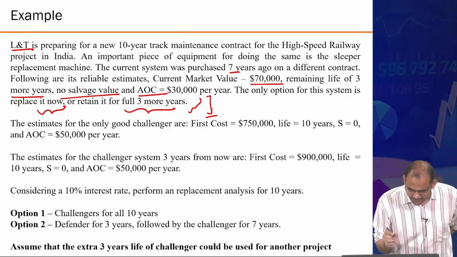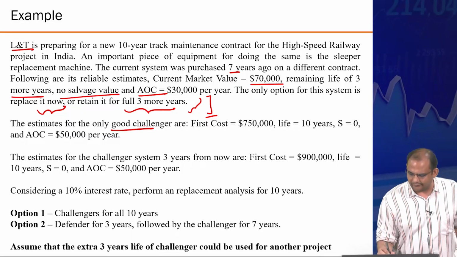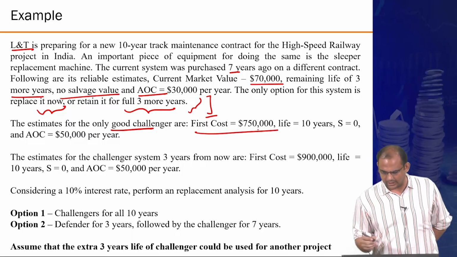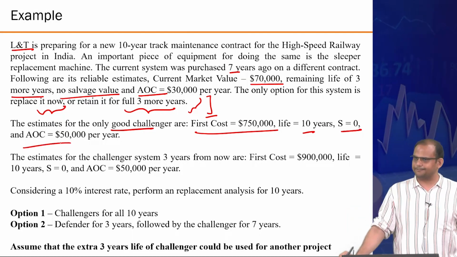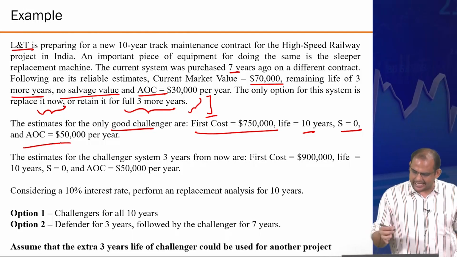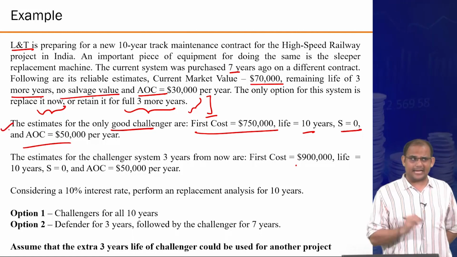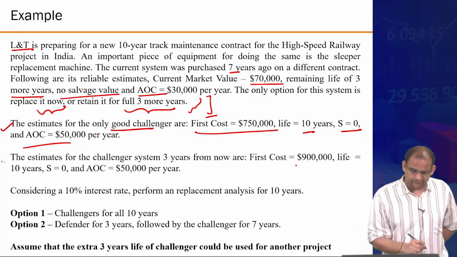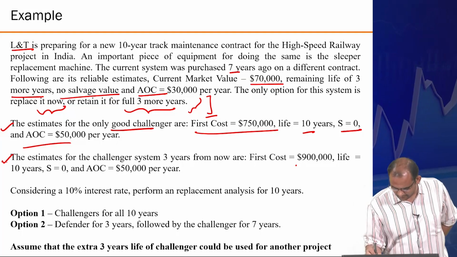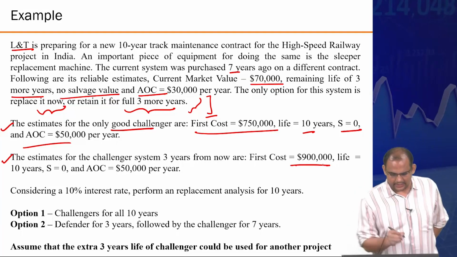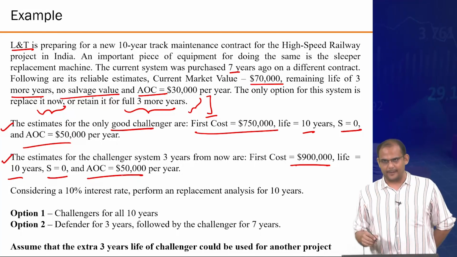Okay, coming back. So, the Challenger information is given. First cost is $750,000. Life is 10 years, salvage value 0, and AOC is $50,000 per year. Okay, the estimate for Challenger system 3 years from now. This is if you buy Challenger today. This is if you buy Challenger 3 years later. Okay. First cost $900,000. Life still 10 years. Salvage value still 0. AOC is still $50,000 per year.